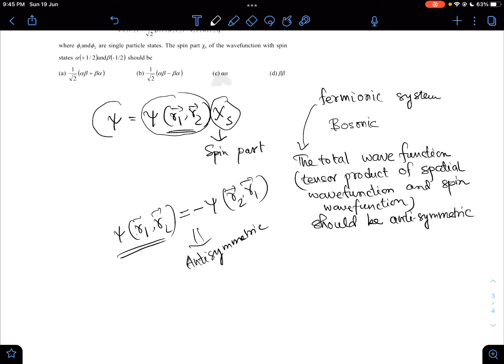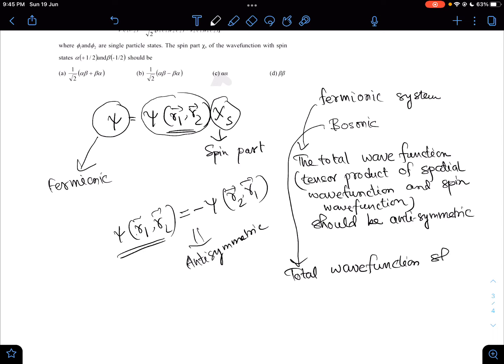So the total wave function is antisymmetric for a fermionic system. And for a bosonic system, the total wave function should be symmetric.